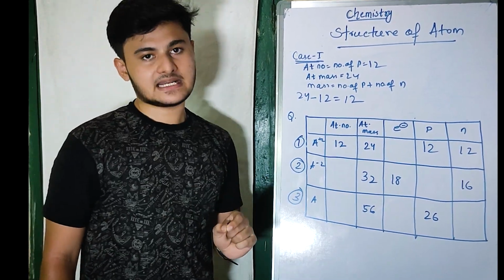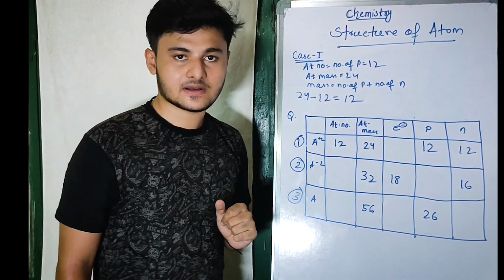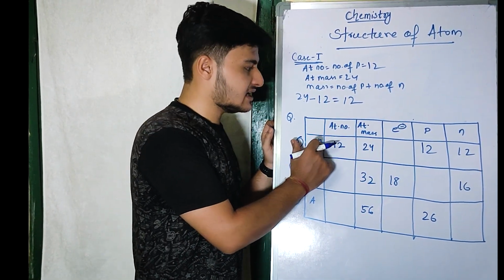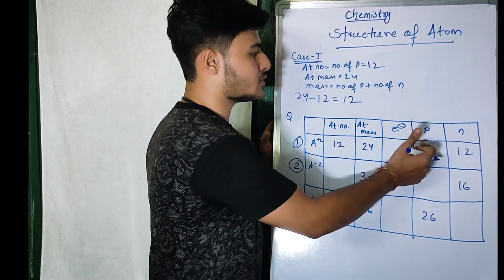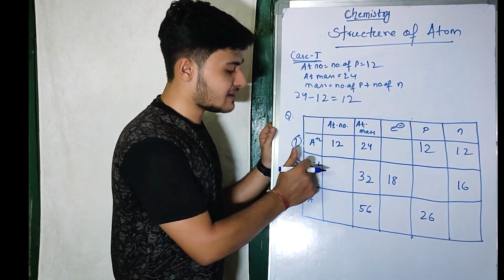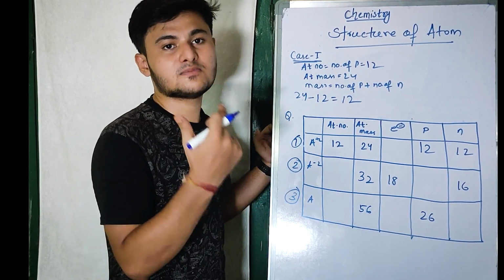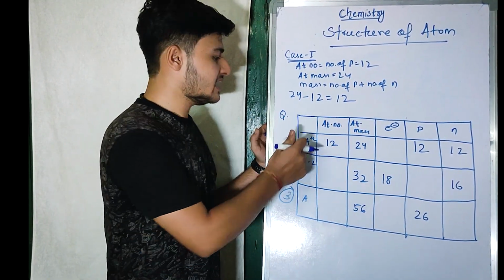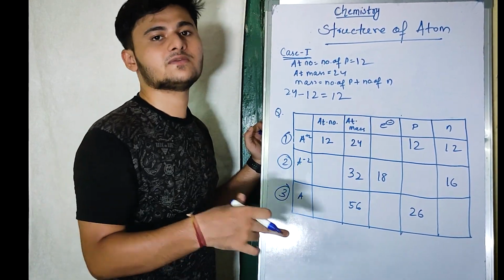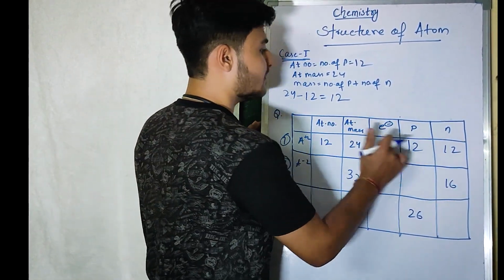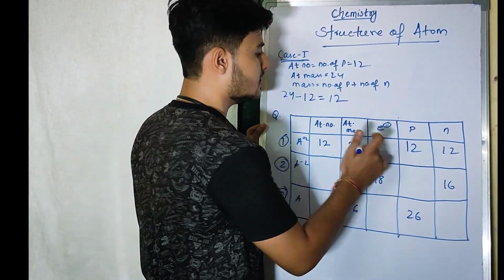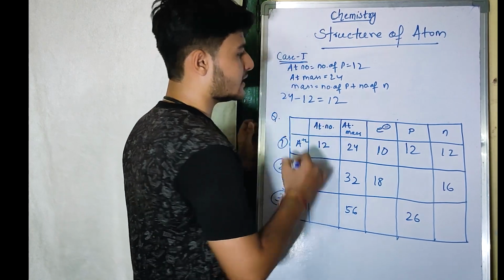Just keep in mind that whenever there is an ion, if it is given plus 2, then from the atomic number or from the protons we have to subtract 2, and if it is minus 2, we have to add 2. So it is just the reverse. If plus has been given, we have to subtract, and if minus has been given, we have to add. So for the electrons, 12 minus 2 equals 10. So case 1 is solved.